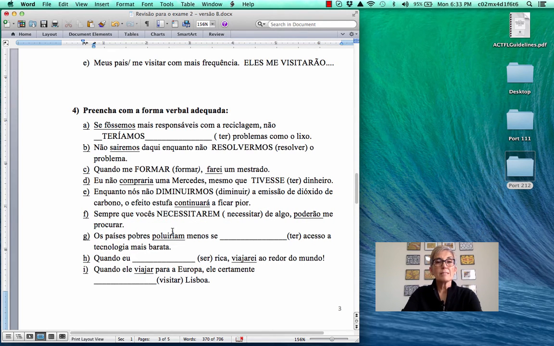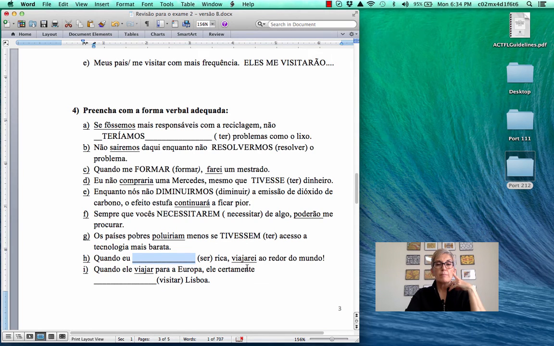Os países pobres poluiriam. So here you have the conditional, so here you have to have the imperfect subjunctive. Os países pobres poluiriam menos se tivessem acesso à tecnologia mais barata. So the poor countries would pollute less if they had access to cheaper technology.